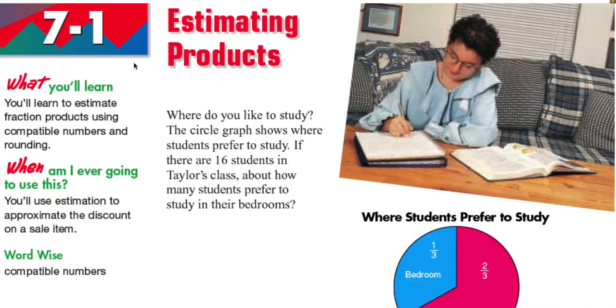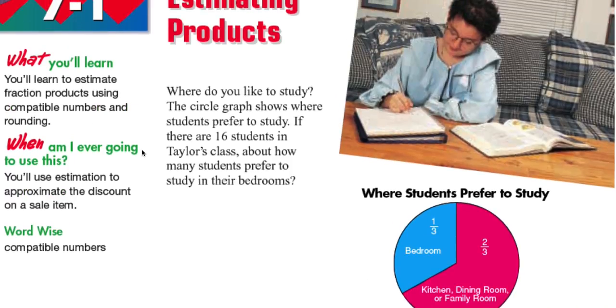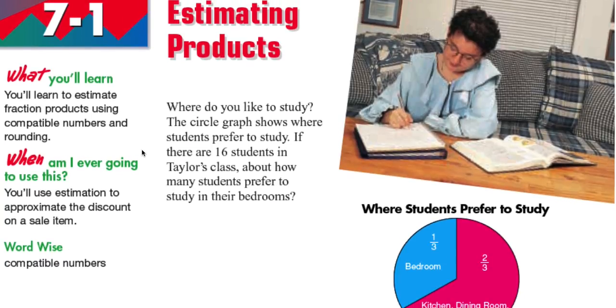Lesson 7-1, Estimating Products. In this lesson you learn to estimate fraction products using compatible numbers and rounding. When are you ever going to use this? You'll use estimation to approximate the discount on a sales item. The phrase we need to learn here is compatible numbers.